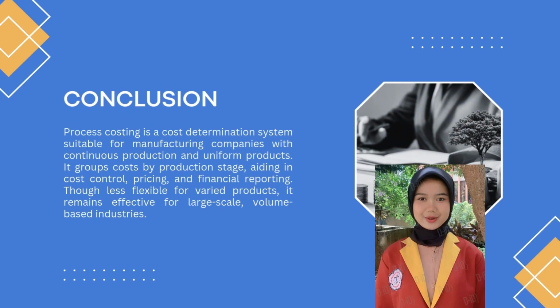So, it can be concluded that process costing is a cost determination system suitable for manufacturing companies with continuous production and uniform products. It groups costs by production stage, aiding in cost control, pricing, and financial reporting. Though less flexible for varied products, it remains effective for large-scale, volume-based industries.